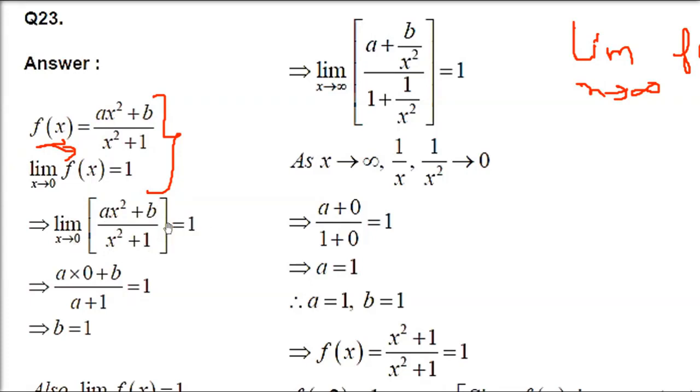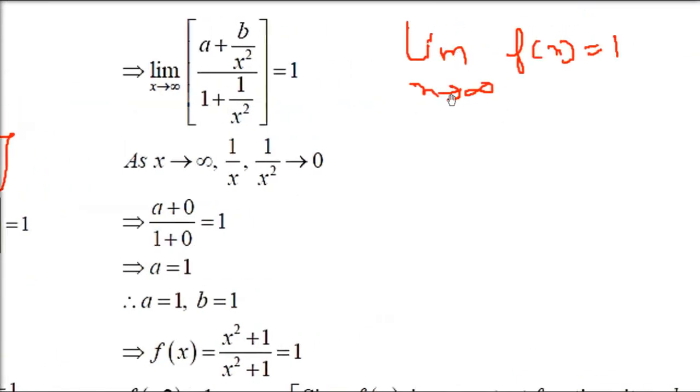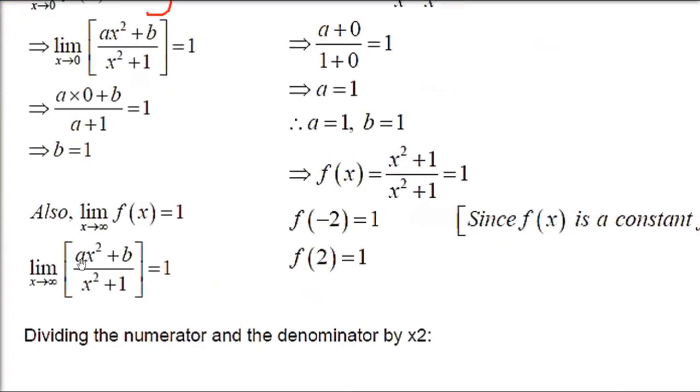I'm putting x as 0 because this is a direct substitution, since nothing is going to be infinity or indeterminate. So a into x squared, x is 0, so ax² will be 0, x² will be 0. So the first thing is b equals 1.